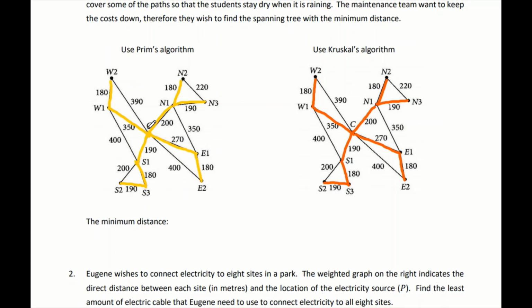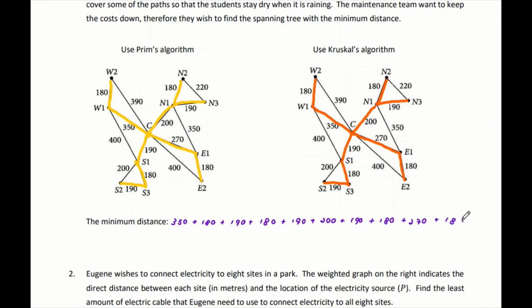If I start with C again, I'm going to go this way, this way, this way, and this way. Depends on your own preference. So 350 plus 180, go back to C, 190, go down 180, then 190. So go back to C, go to N1, N3, N2, go back to C, go to E1, and then E2.